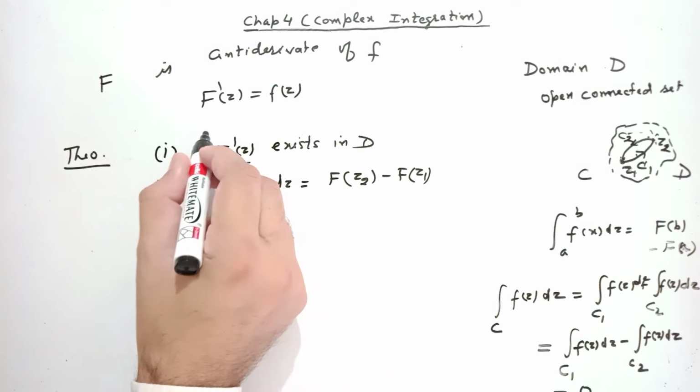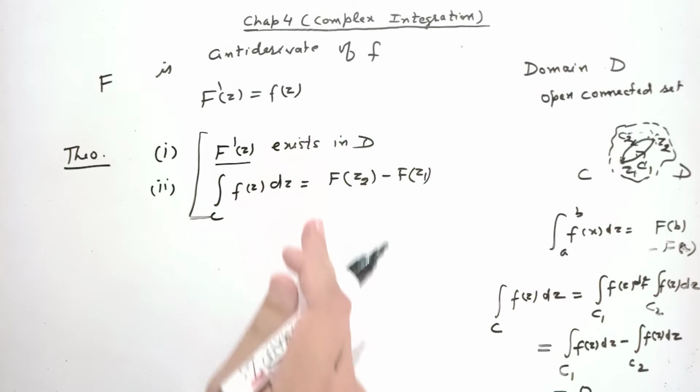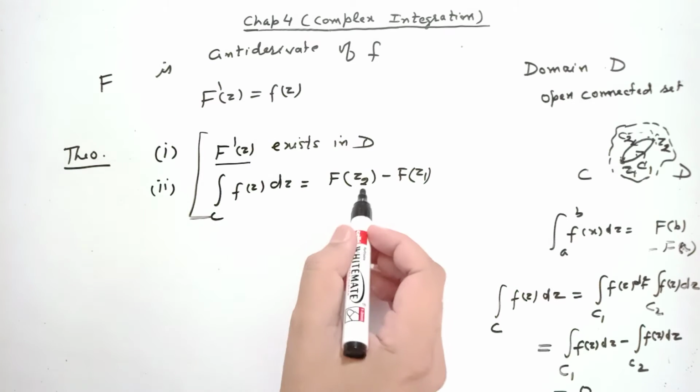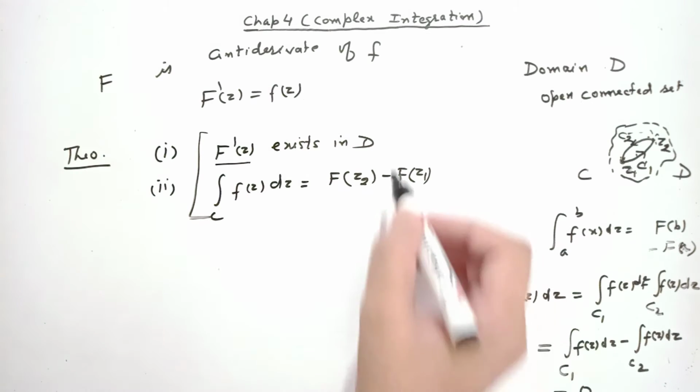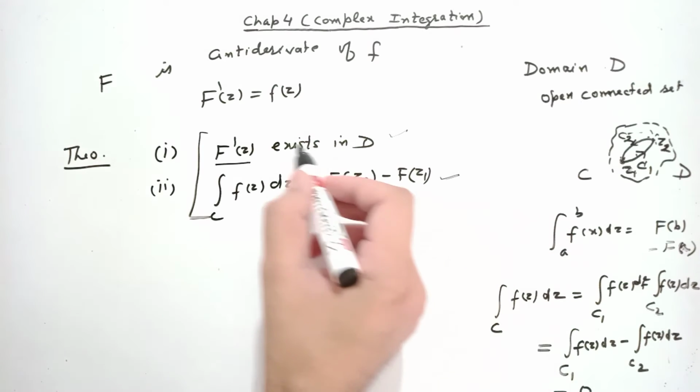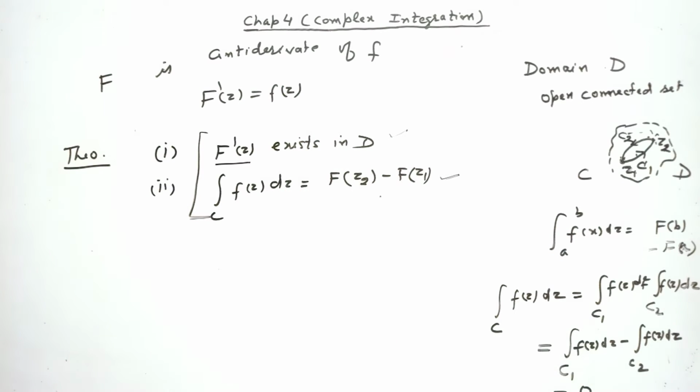But focus on this result again. If antiderivative exists, integral is given by f(z2) minus f(z1), means you can use just the endpoints. You need not parameterize the path. You need not write in terms of t as you do in original definition. Okay, these two statements are equivalent. Equivalent means if this holds true, then this is also true. And you notice one more point, that if antiderivative exists, then integral along a closed path is 0 inside D.